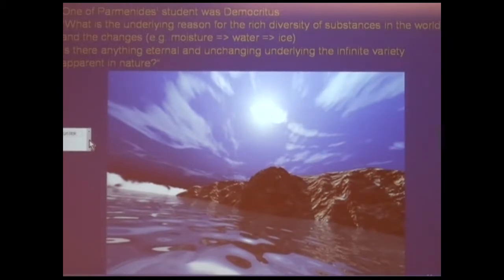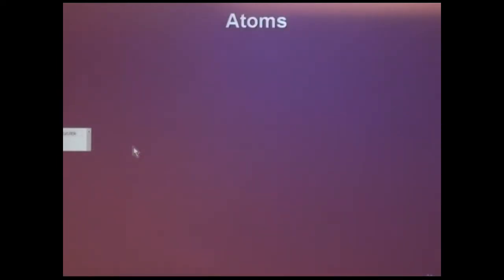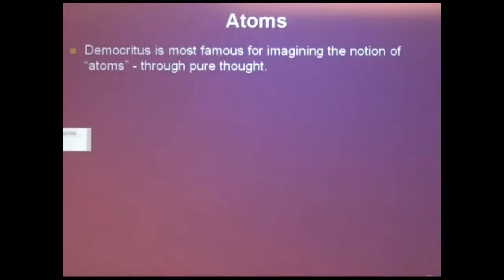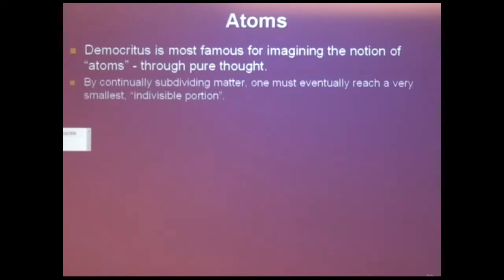What is unchanging, underlying this variety that we see? And so he came up with the idea, and again, I want to emphasize that he came up with this idea through pure thought, okay? The idea was that if you took anything like water, or earth, and you divided it and divided it and divided it, then ultimately you would reach some portion that is no further divisible, okay? Uncuttable. You cannot divide it any further. And he called that atomos. And that's where our word atoms comes from, okay?